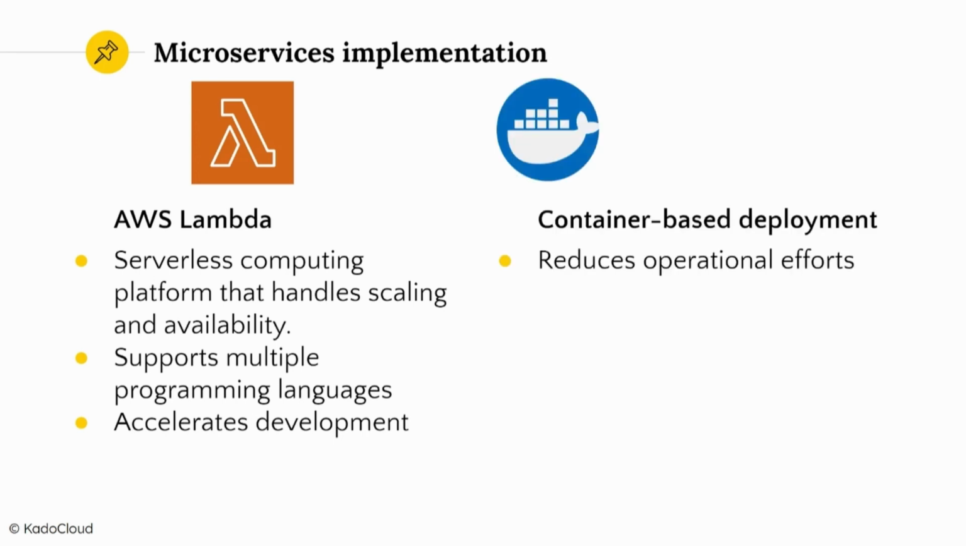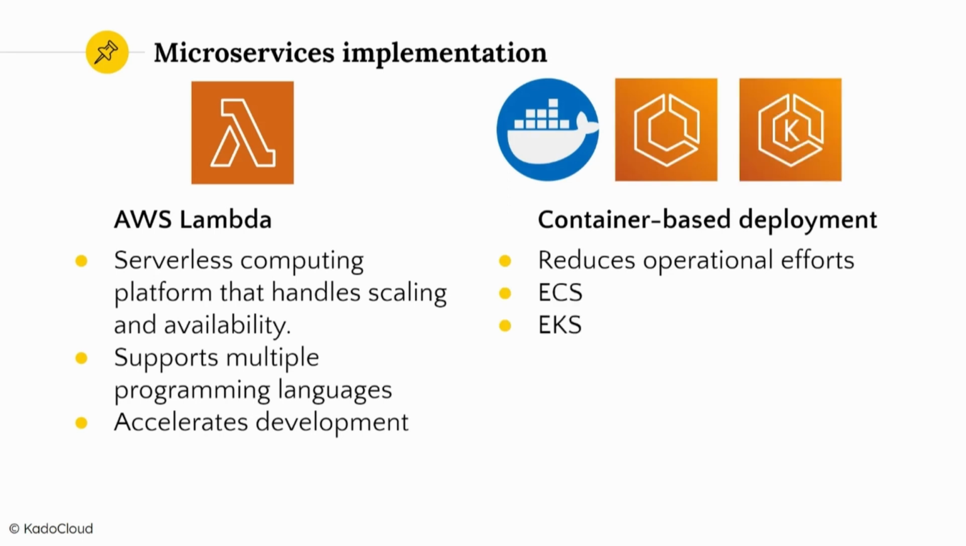Container-based deployment is a popular approach for reducing operational efforts in deployment. Docker, a container technology, has gained popularity due to its benefits such as portability, productivity, and efficiency. However, working with containers can be complex and requires consideration of security fixes and monitoring. AWS provides two managed services: Amazon Elastic Container Service, Amazon ECS, and Amazon Elastic Kubernetes Service, Amazon EKS, to eliminate the need to install, operate, and scale your own cluster management infrastructure.